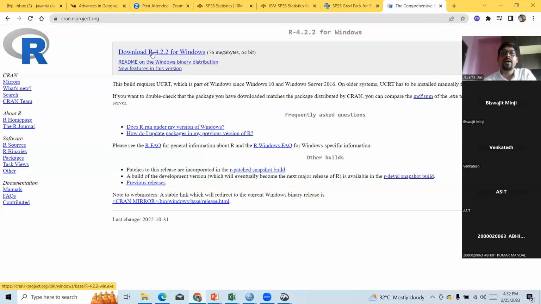Then download R, this is the latest version, R 4.2.1, 64-bit. Just download it. It's about 75 MB. I have already installed it. After downloading, just right click and run it. It will take a few minutes. You have already downloaded this.